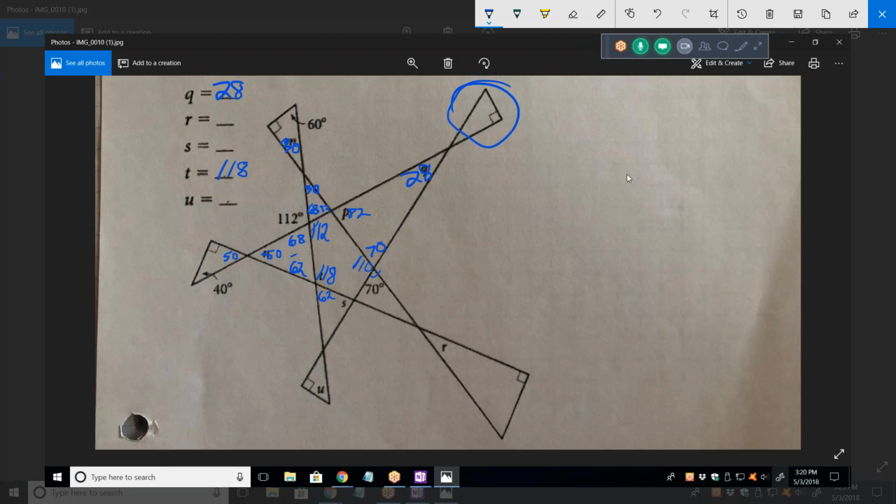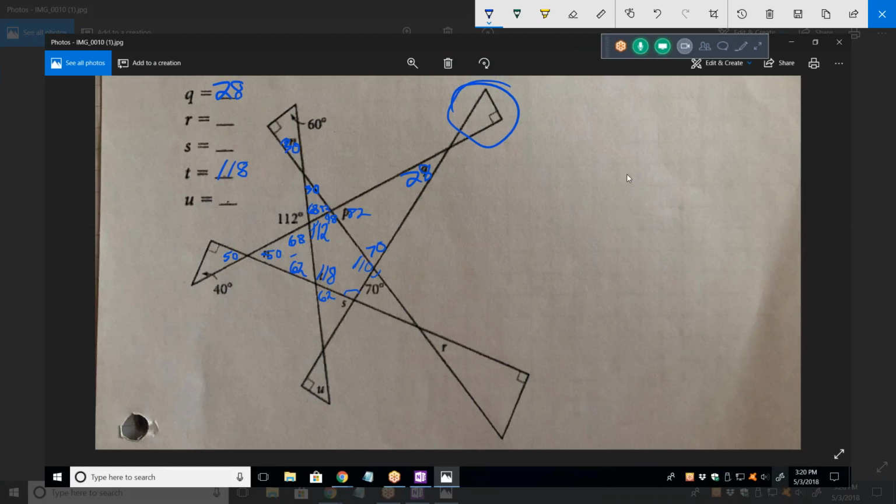We need to know this angle right here to figure out S. So how do we figure out that angle? What's on the other side of P? What's the linear pair with P? 82. No, yeah, what's the linear pair with 82? It's 98. Oh, yeah, 98, because they have to add to 180.